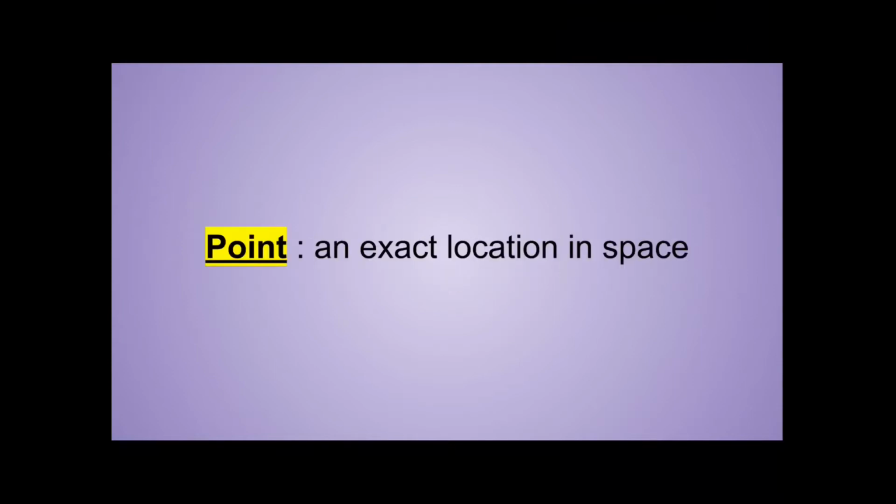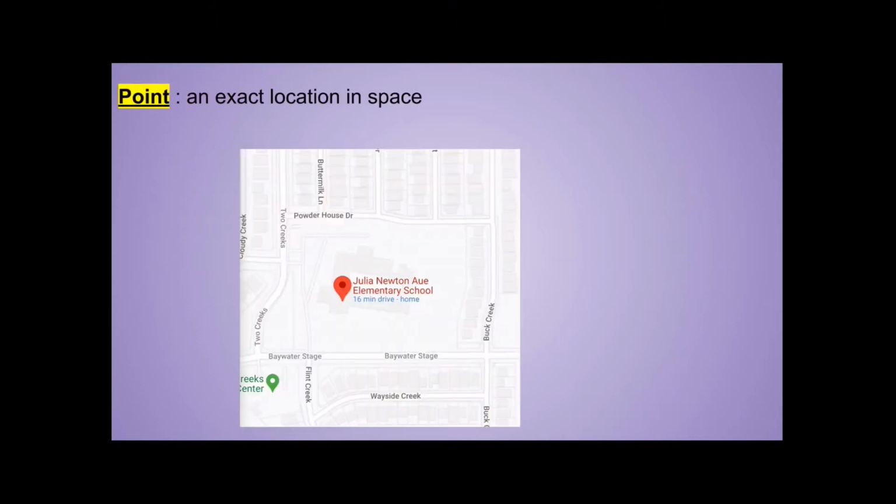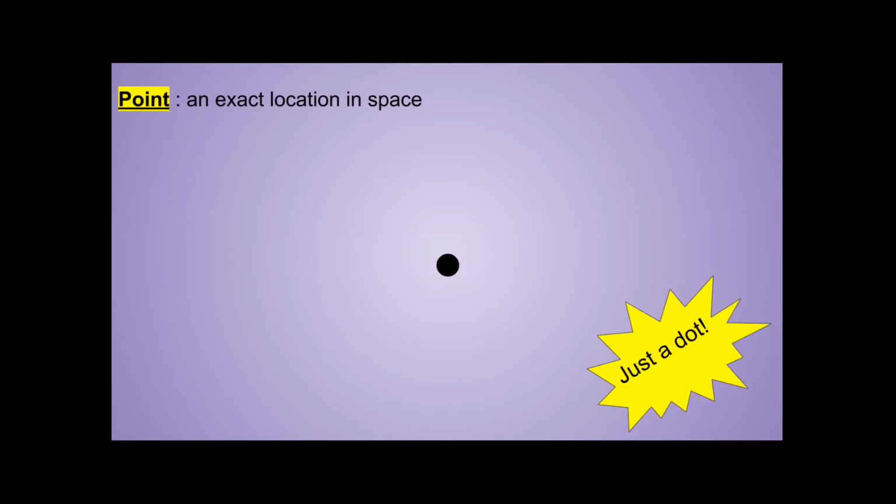A point is exactly what you might think it would be. It's a place in space that has an exact location. So for instance, if you go to Google Maps and type in the address for Aui, this red arrow right here represents that point in space. So you draw a point by drawing a dot, and it's really just as simple as that, alright?